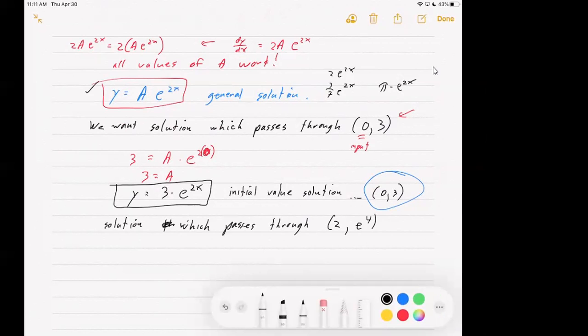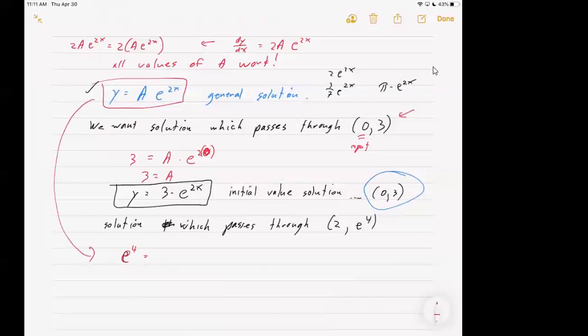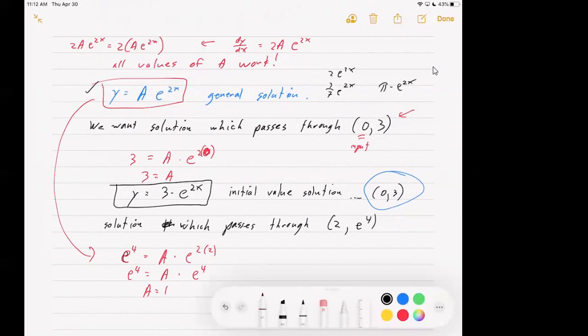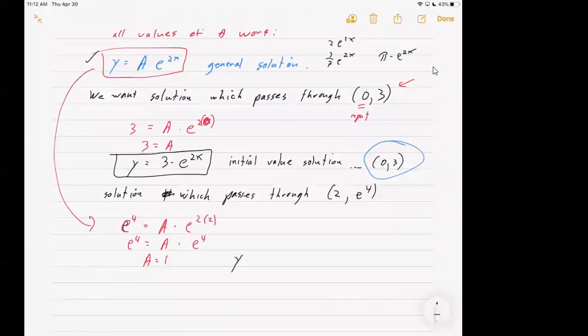We substitute in e to the 4th for y. So we're taking the general solution. We put e to the fourth in for y. That has to equal a times e to the 2 times 2, okay, because x is 2. And when you look at that, that is e to the fourth. So e to the fourth needs to equal a times e to the fourth. Therefore, a must be 1. All right, so that would be the other solution that we had looked at in the previous video that was true. That would be y equals 1 times e to the 2x.